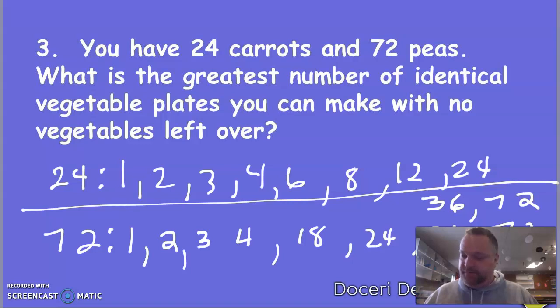3, 4. If I keep looking down the list, it appears that 24 is our greatest common factor. So the answer to our problem is we can make 24 identical vegetable plates and not have any left over. Okay, let's move on.